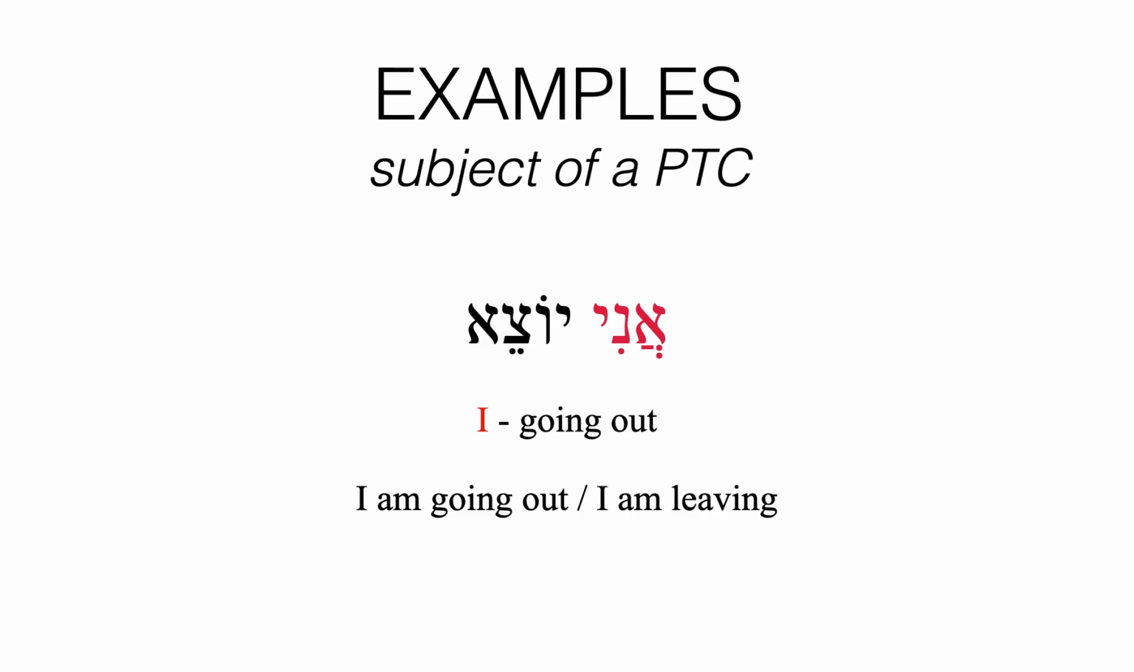And finally, this is the usage with the participle, ani yotze. Yotze means to go out. This is from the verb yatsa. It's an irregular verb. Yatsa means to go out, and this is just going out. A participle does not have a person on it. So how do we express who is going out? We use the pronoun, and in this case ani again. I going out. So in English, I am going out, or I'm leaving, I'm exiting, or something like that.